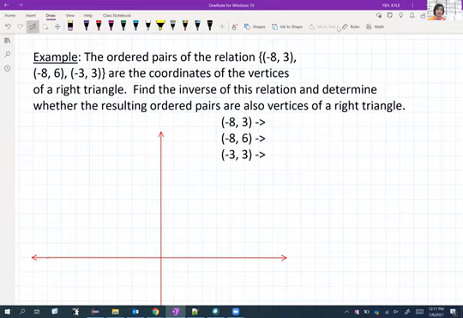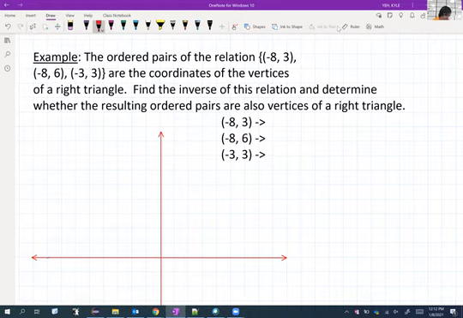If you read what's on the screen right now, it says the ordered pairs of the relation (-8, 3), (-8, 6), and (-3, 3) are the coordinates of the vertices of a right triangle. Find the inverse of this relation and determine whether the resulting ordered pairs are also vertices of a right triangle. So here's how I'm going to do this.